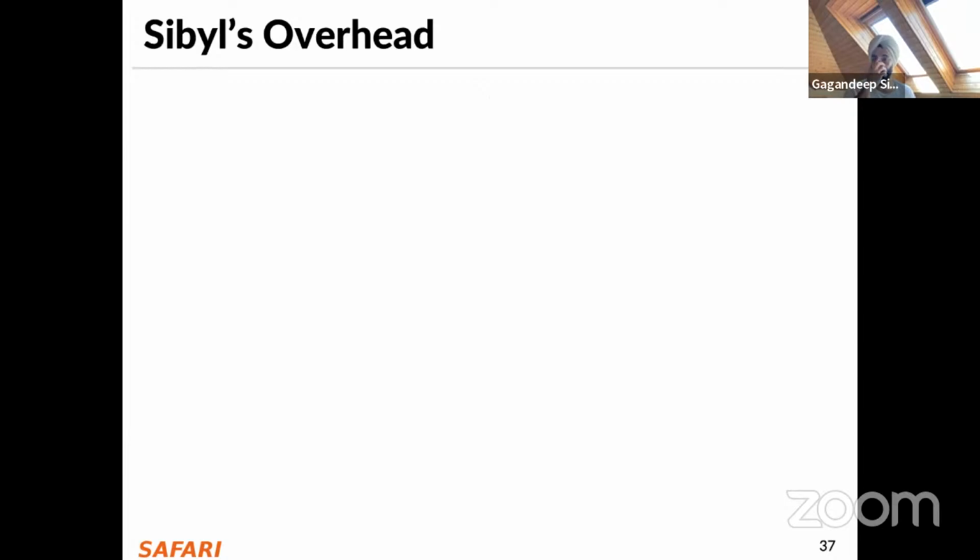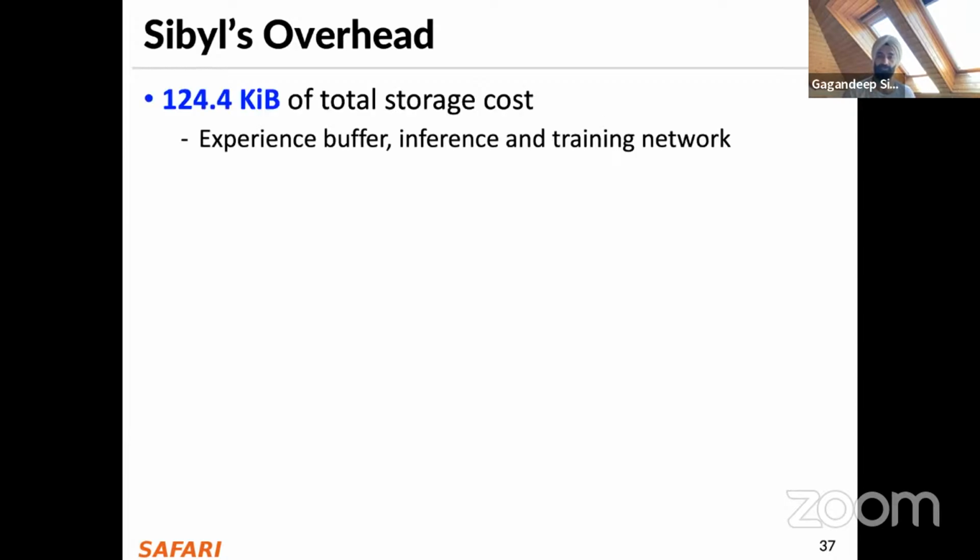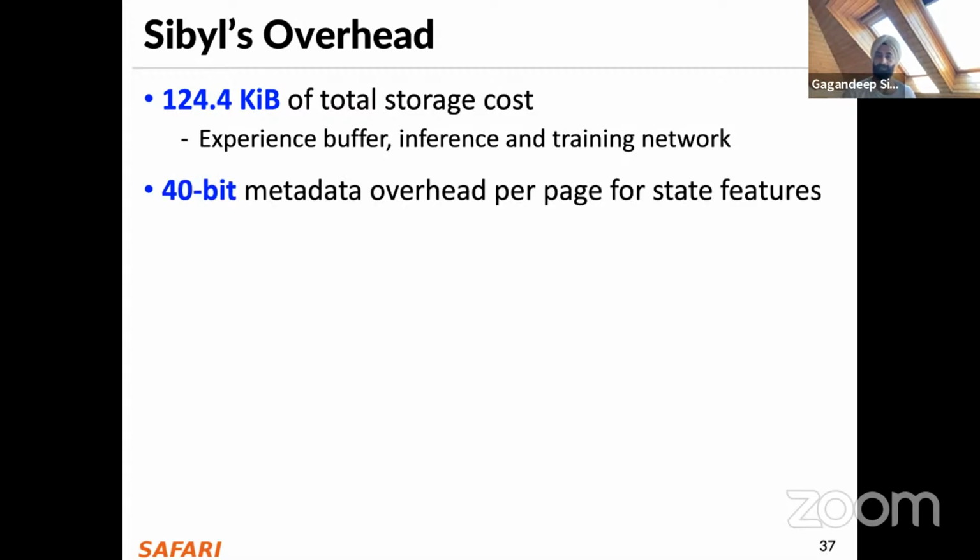All of Sybil's benefits come at a modest cost of 124.4 kilobytes of total storage, which is used for the experience buffer, inference network, and training network. Our network is quite small. There are just 2 hidden layers which are fully connected, and we use 40 bits of metadata overhead per page for state features. In the end, we don't need a really big network to do the prediction for the state features. We have an inference latency of 10 nanoseconds, which is orders of magnitude smaller than the input-output read latency of even a high-end SSD, which is around 3 microseconds, for example, for a Samsung NAND SSD.